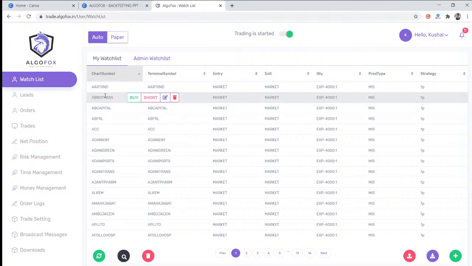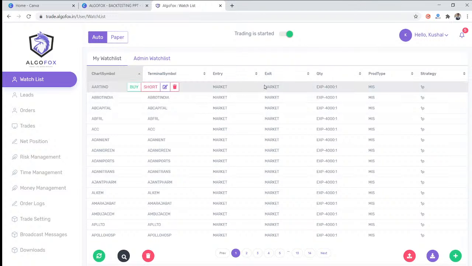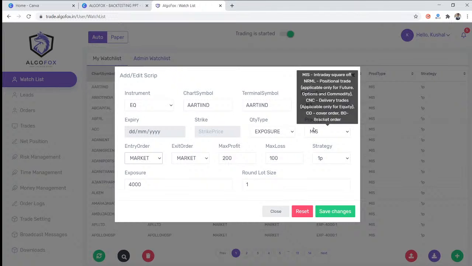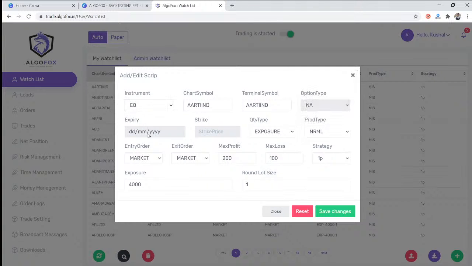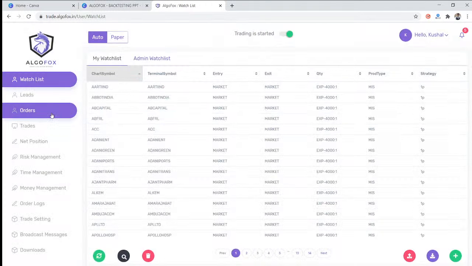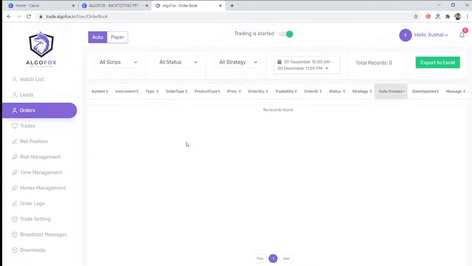Second thing is that here in the watch list, you can define your order type, whether you want to place a market order, limit order, bracket order, cover order. You can check. There are four options: limit, market, SL and SLM. And product type, there is MIS, normal, CNC, BO, CO. All the types of order can be placed. Instrument, equity, future index, option index, future stock, option stock, commodity, currency, everything is possible. And maximum profit and maximum loss can also be defined in our strategy. Now, once you've defined all of this, you can see all the orders processed in the order section.